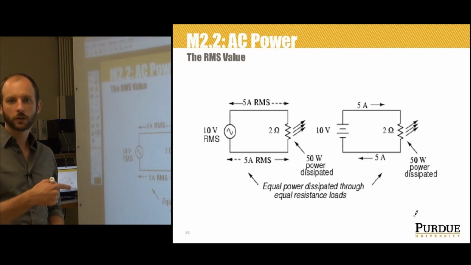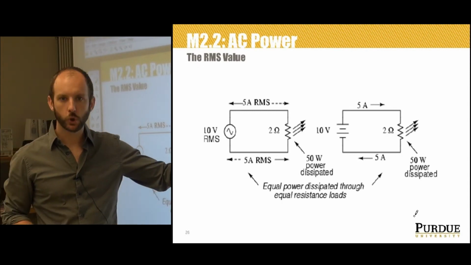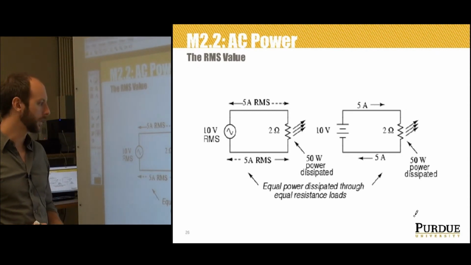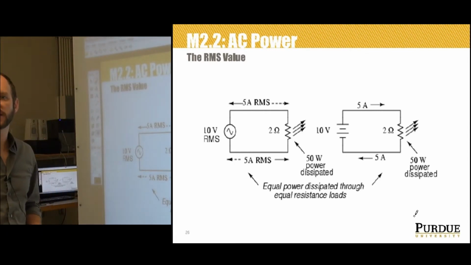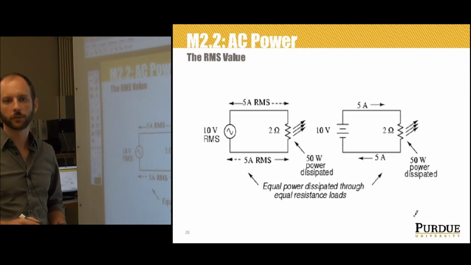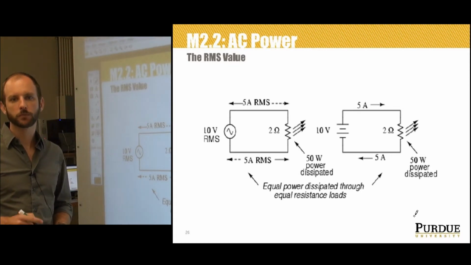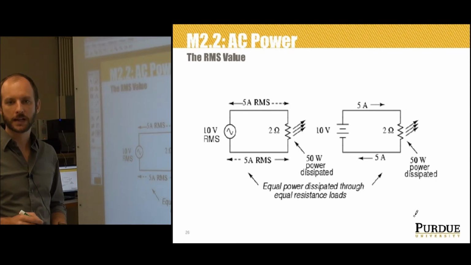In the circuit shown here, we have the same load resistance, 2 ohms, 2 ohms. They're both dissipating the same amount of power in the form of heat, 50 watts and 50 watts. Because the AC voltage source is equivalent in terms of power delivered to a load to the 10 volt DC battery, we would call this a 10 volt AC source. More specifically, we would denote its voltage value as being 10 volts AC RMS.